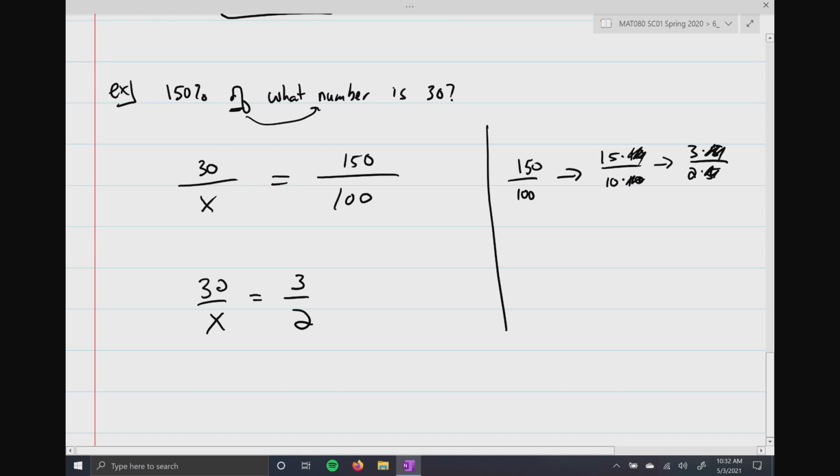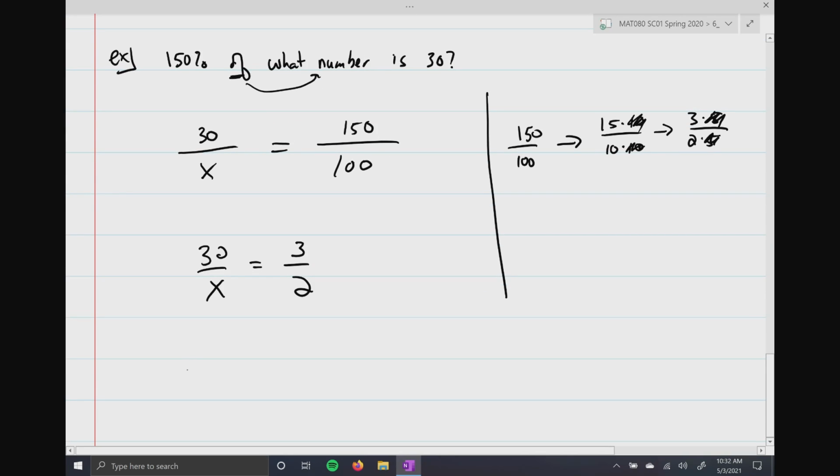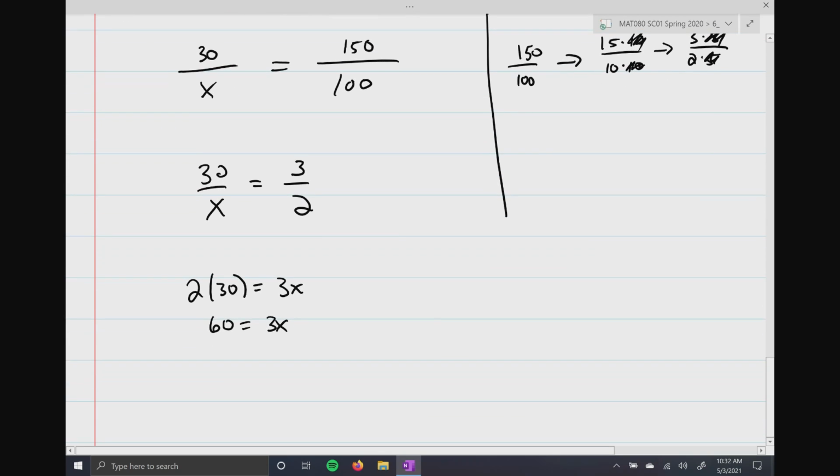Now, from here, I cross multiply. So I write 2 times 30 equals 3 times x. I know 2 times 30 is 60. 60 equals 3 times x, which means I need to divide both sides by the number in front of the variable, which is a 3. And 60 divided by 3 is 20.